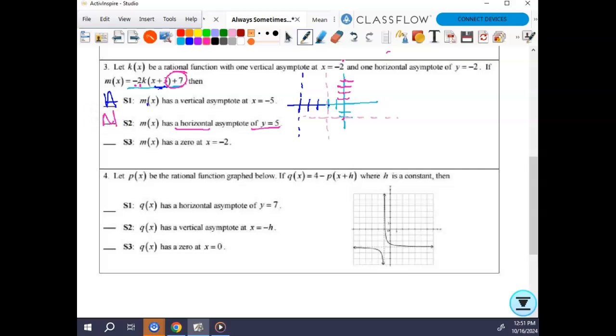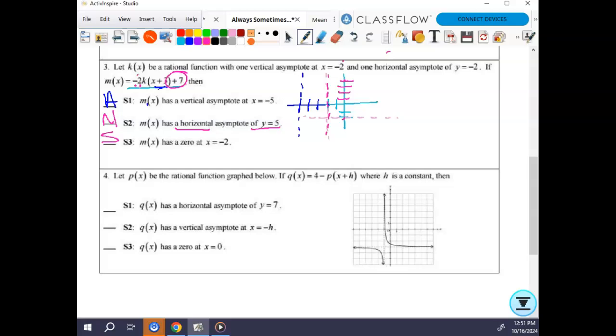And then m of x has a 0 at x equals -2. Well, k cannot, because there's a vertical asymptote there, right? There's a vertical asymptote there. But once I move that over, I don't know anything else about what's going on in the graph. That's definitely possible, so that would be a sometimes. Okay? We okay with that?